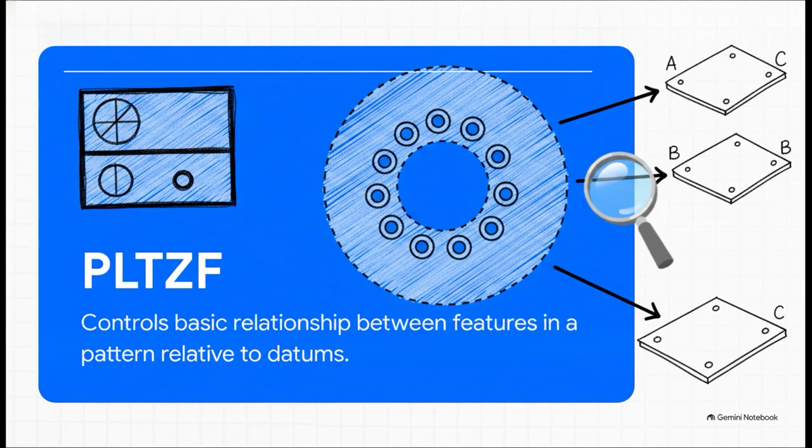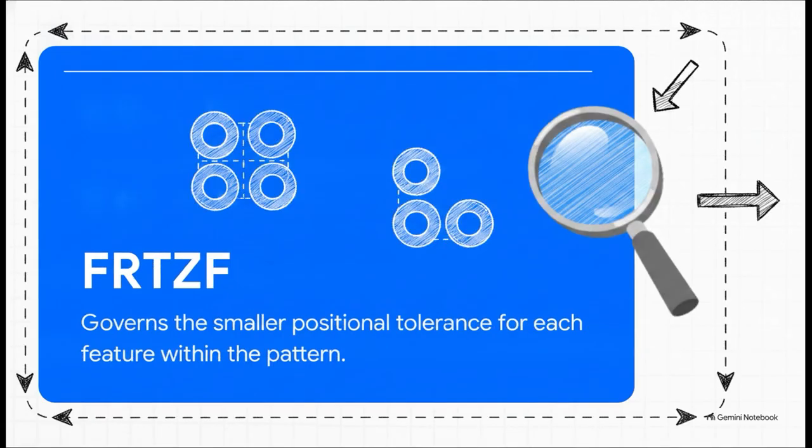This is exactly where nested composite tolerancing comes in. Under Section 10.5.1, the uppermost segment of a composite feature control frame is your PLTZF. Think of this as the big picture locator. It defines the larger tolerance zone that locates the pattern as an entire group, locking it in relative to your reference datums. Then you've got the lower segment, the FRTZF, your feature relating control.